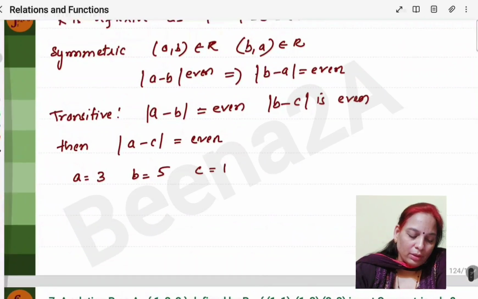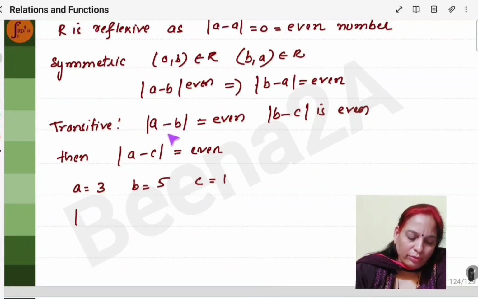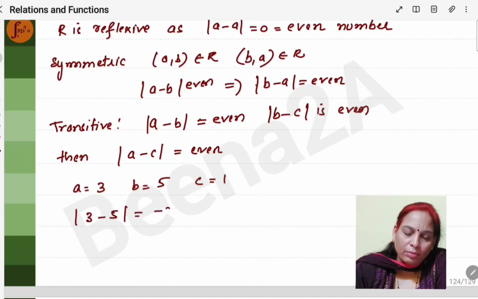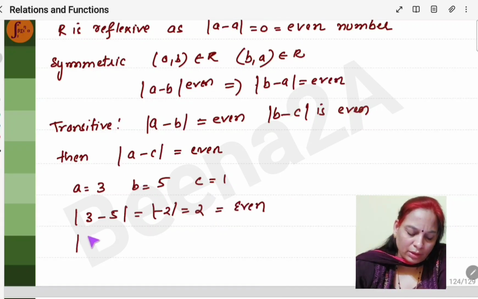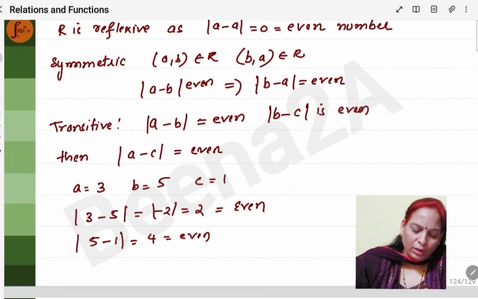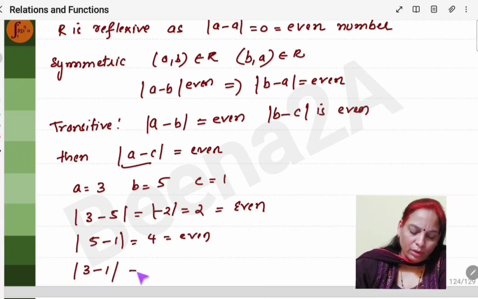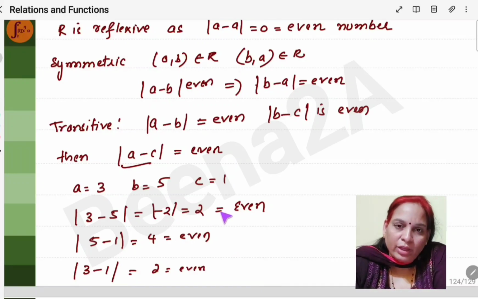So if I take the numbers, modulus of A minus B is 3 minus 5. What does it give? Minus 2. Modulus of minus 2 is 2 itself, so this is even. Another combination is B minus C, so 5 minus 1. What is 5 minus 1? 4. So it is even. Then I'll take the AC combination, 3 minus 1. What is 3 minus 1? 2, which is even. So we have checked that it is transitive.